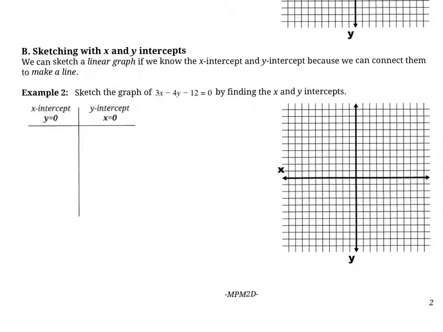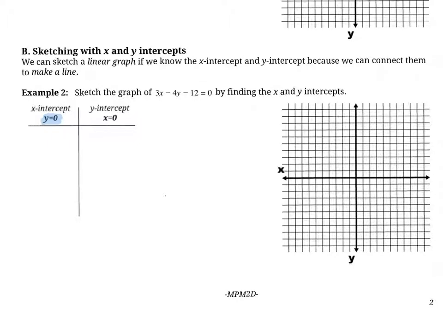Our next method is sketching a line using the x-intercept and the y-intercept. Now our equation in this example is 3x minus 4y minus 12 equals 0. So we need to find our x-intercept and y-intercept and plot those 2 points. So recall that in your x-intercept, y is always going to be 0, no matter what, because our x-intercept is on the x-axis. So if we substitute 0 in for y, then we will be able to solve for x.